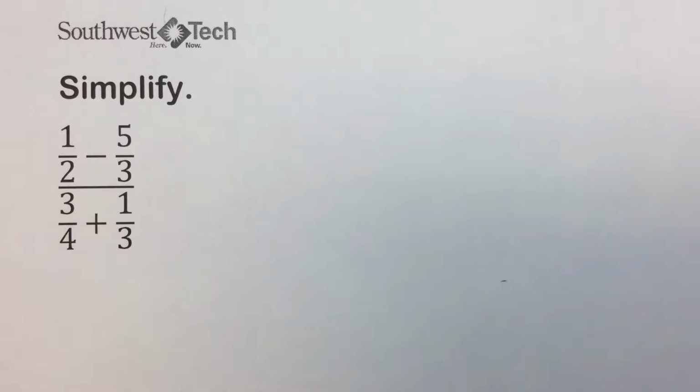A complex rational expression is a rational expression that has one or more rational expressions within its numerator or denominator. One method of simplifying a complex rational expression relies on multiplying by the least common denominator of all rational expressions within the complex rational expression. Let's see how we can do that.